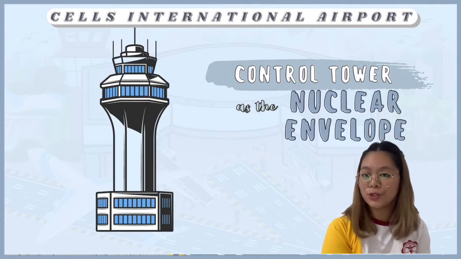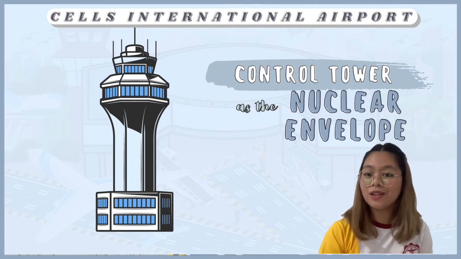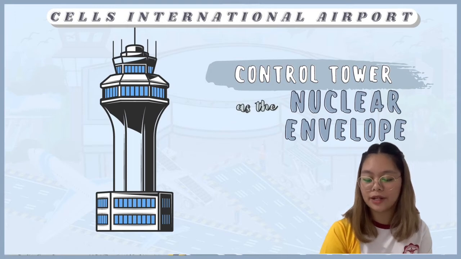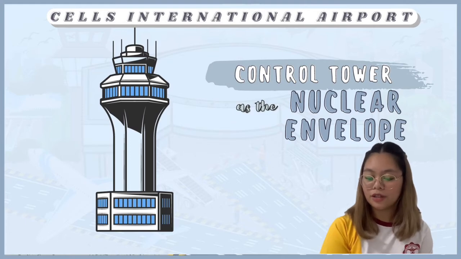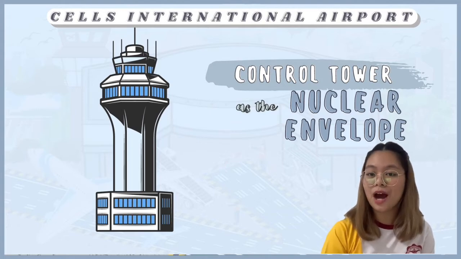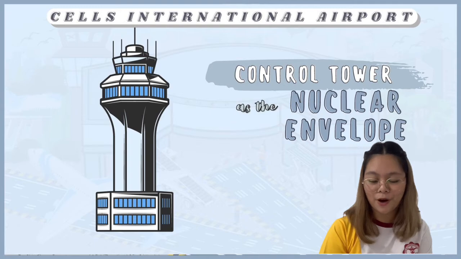Moving on, we have the control tower. The control tower consists of the airport manager and the flight data personnel who primarily have the authority and direct the actions of the airport. To keep it simple and brief, the control tower is where the offices of the airport manager and the FDPs are. So the control tower is what protects the FDP and the airport manager. The cells also have this kind of protection which protects the nucleus and its subparts. It is called the nuclear envelope.